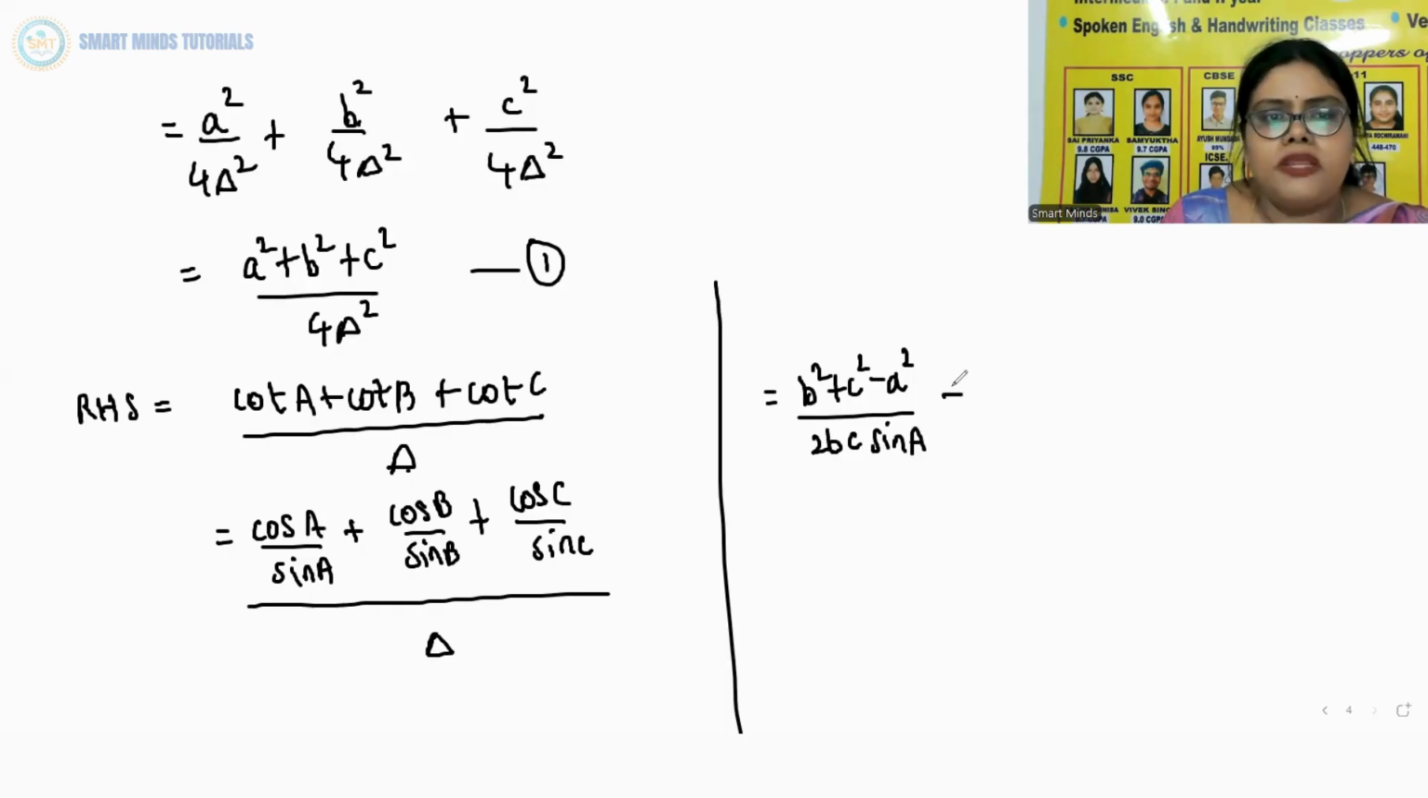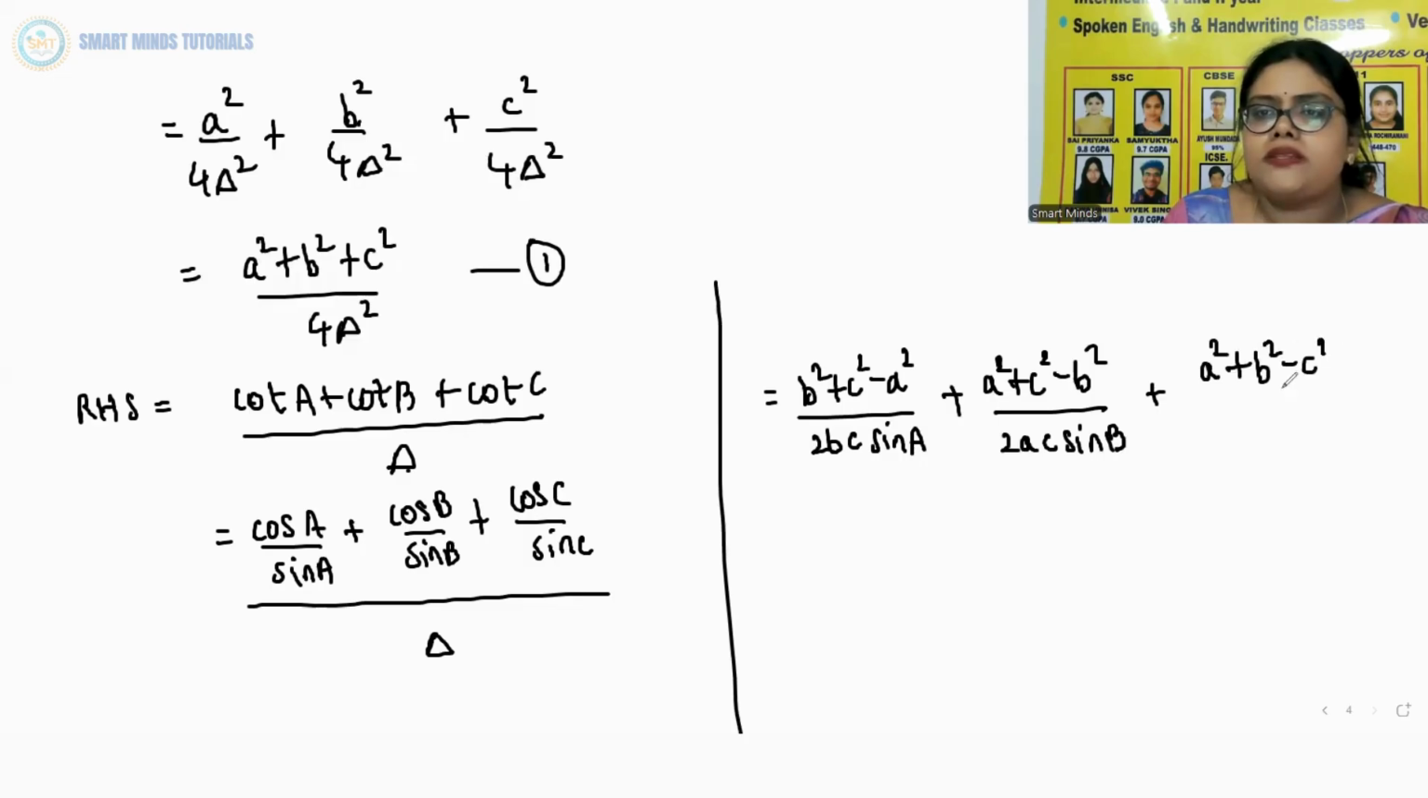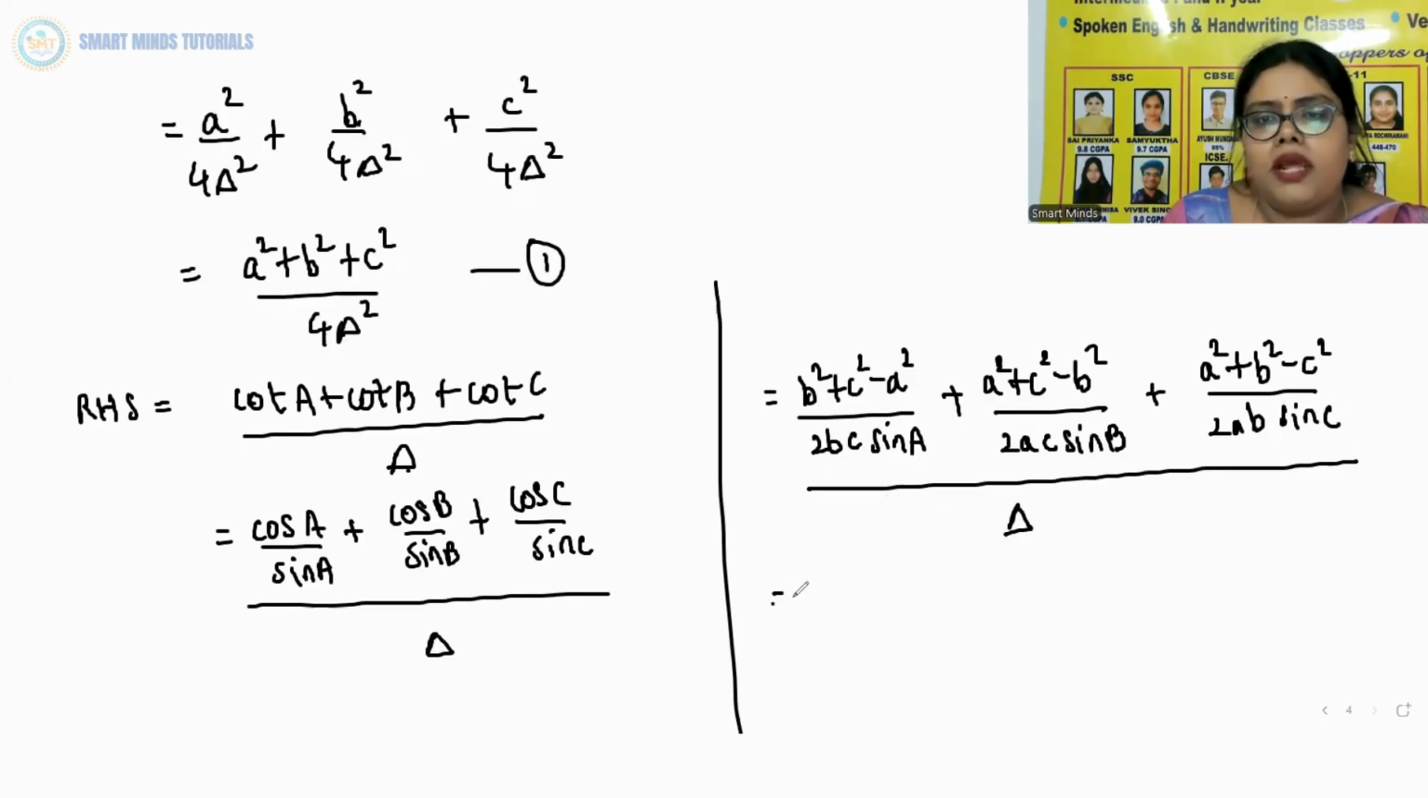And cos B we can write as (a square plus c square minus b square) by 2ac, then we already have one sin B, we are writing as it is. Then cos C is (a square plus b square minus c square) by 2ab, sin C we are writing as it is, by delta. Now, like how we have done in the last problem, 2bc sin A can be written as 4 delta, 2ac sin B can be written as 4 delta, 2ab sin C can be written as 4 delta.